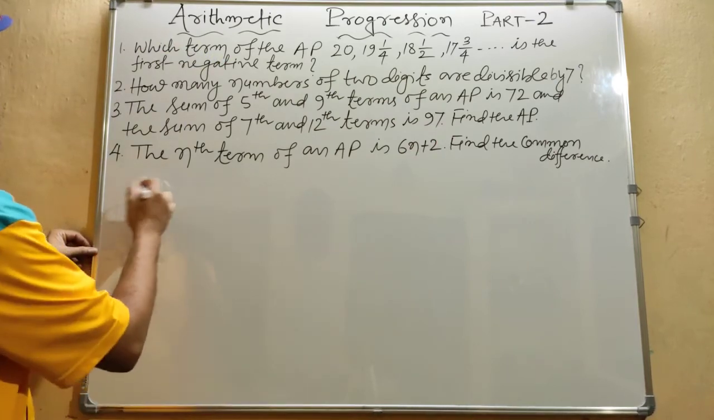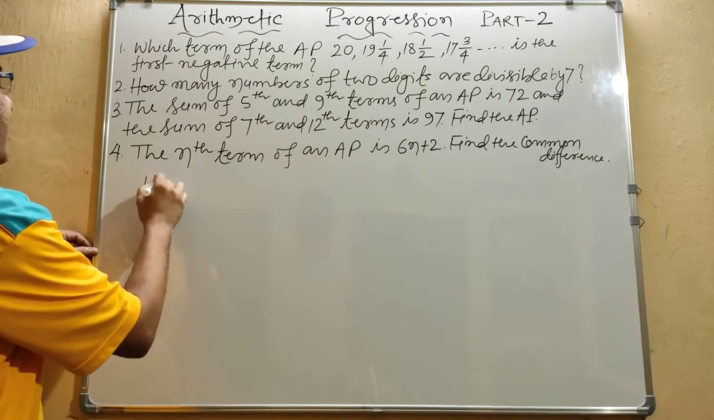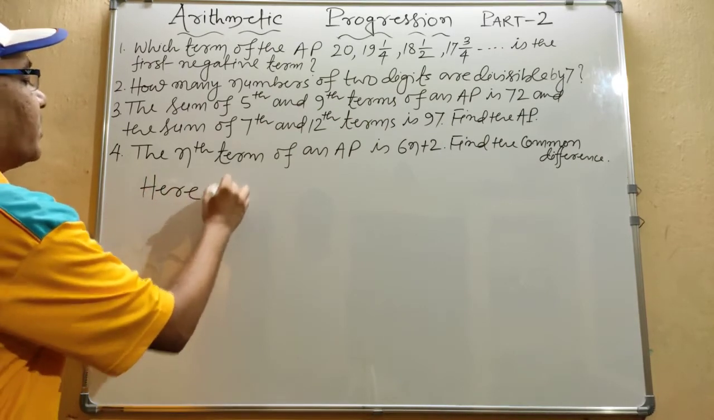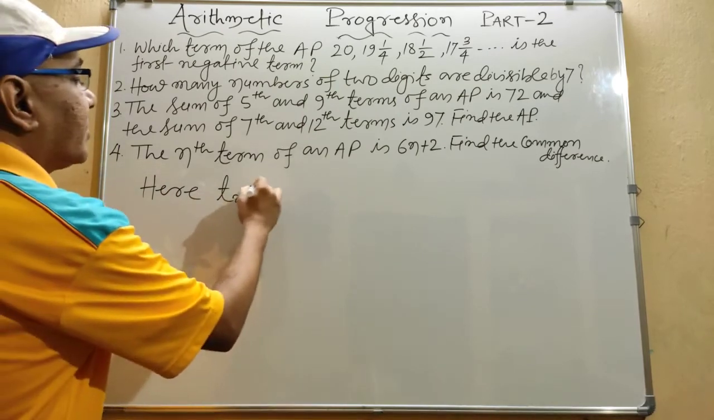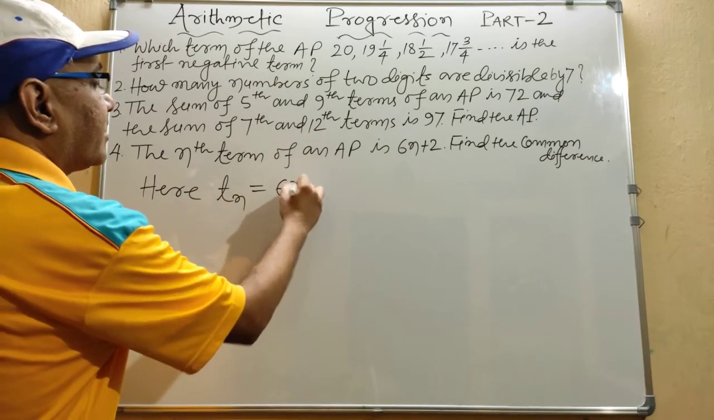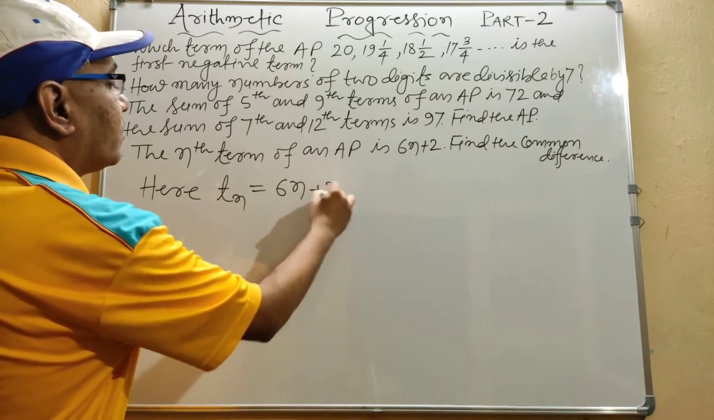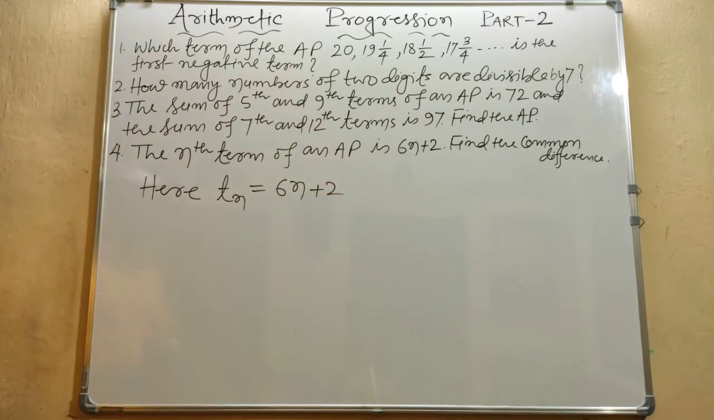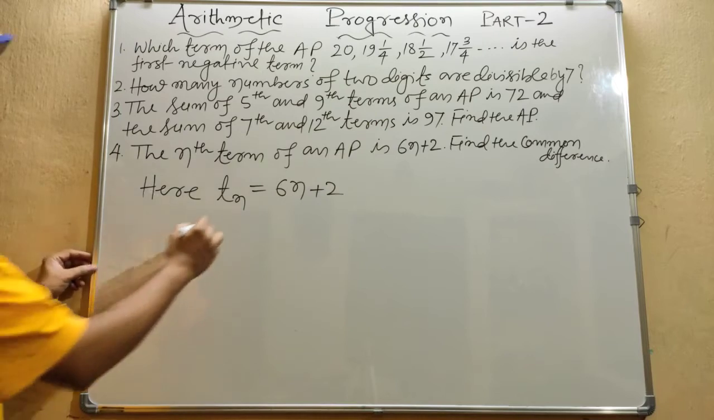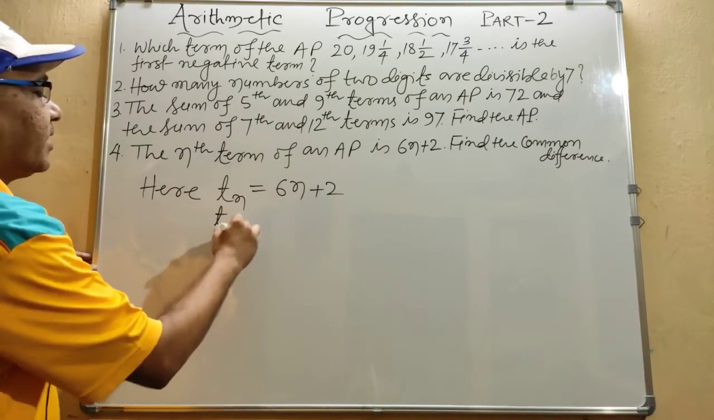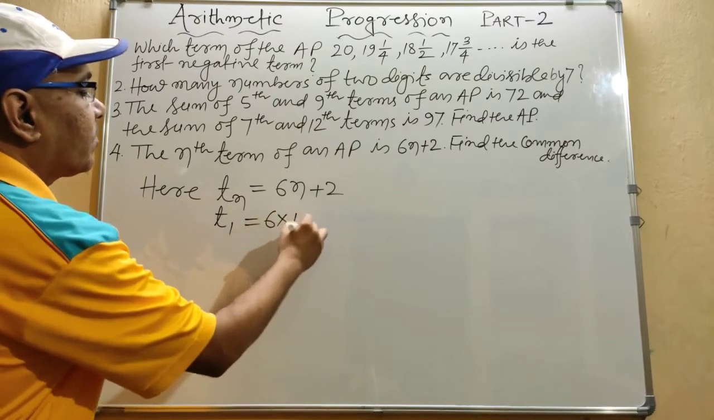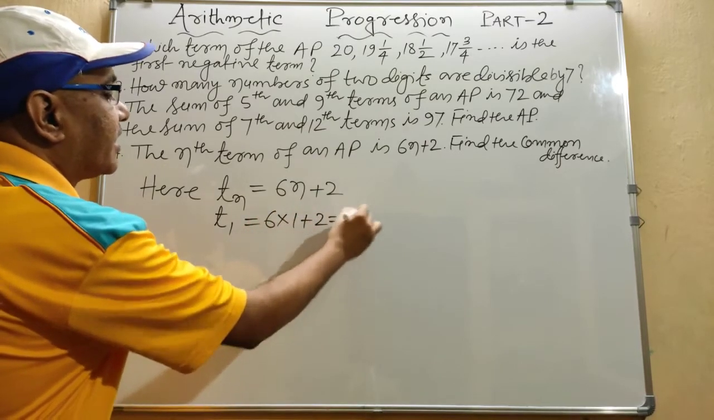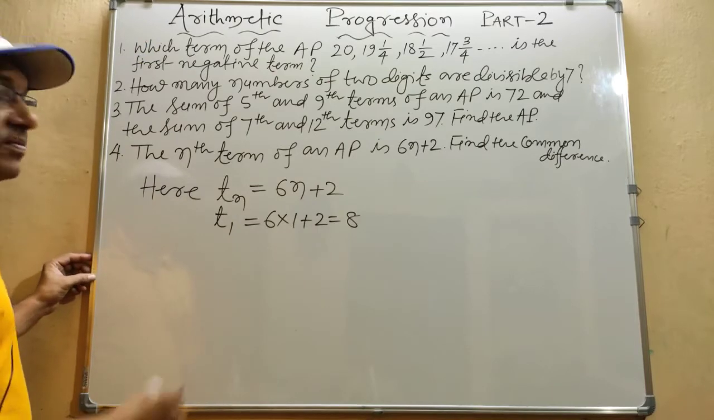So here in this problem it is given nth term is written as Tn. Tn is given as a formula 6n plus 2. So if Tn is given, can you find T1? T1 means 6 into 1 plus 2, that is 8. T1 means it is the first term.